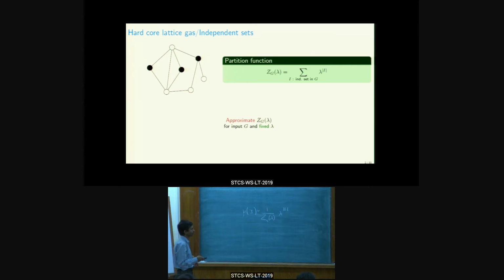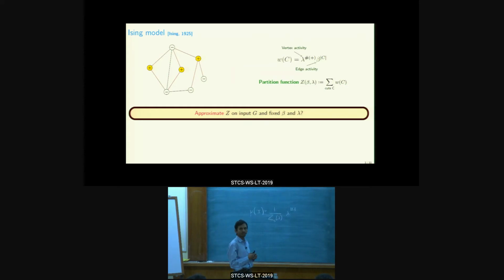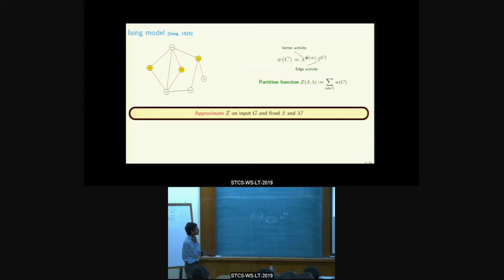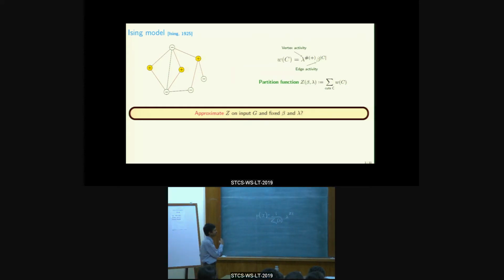Okay, so this is one example. Another example is the Ising model. In fact, that was the simplest, and this is the oldest. It goes back to 1925. Here I'll use a slightly different kind of notation. So what we have is again a graph. Again, the possible configurations are plus or minus assignments to the vertices, but the weights are not different. Every configuration is now allowed.